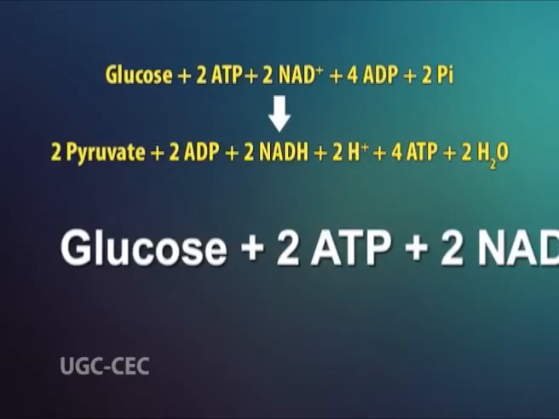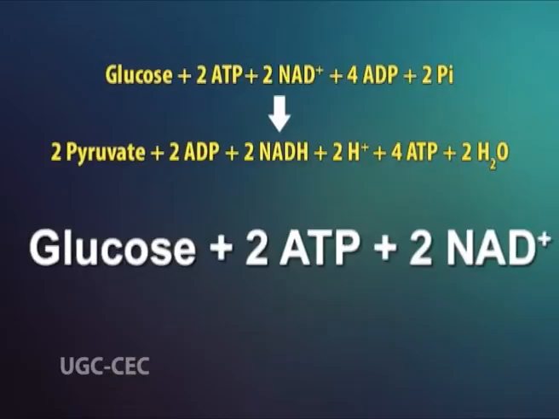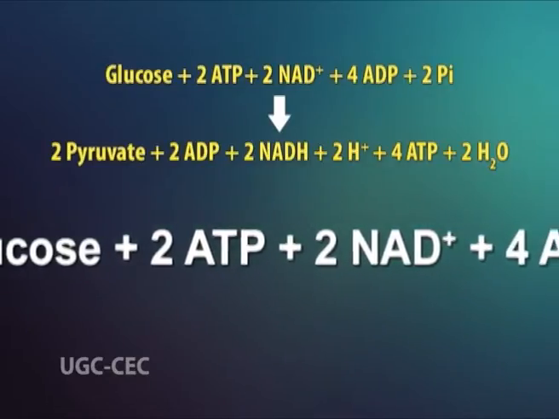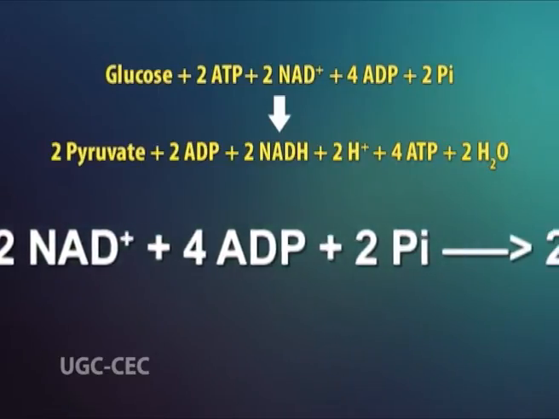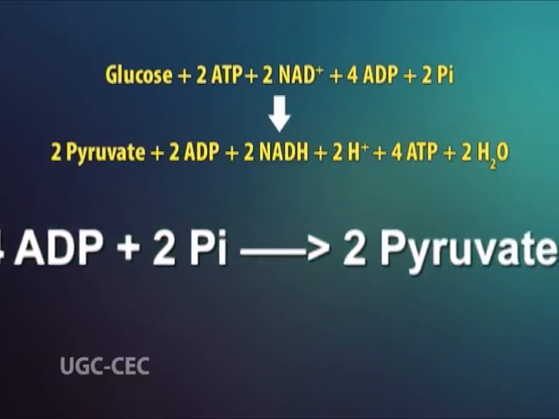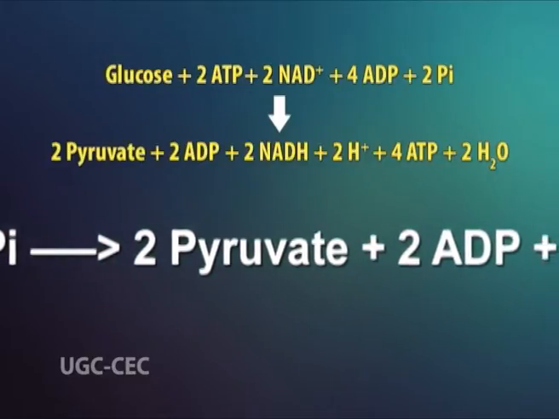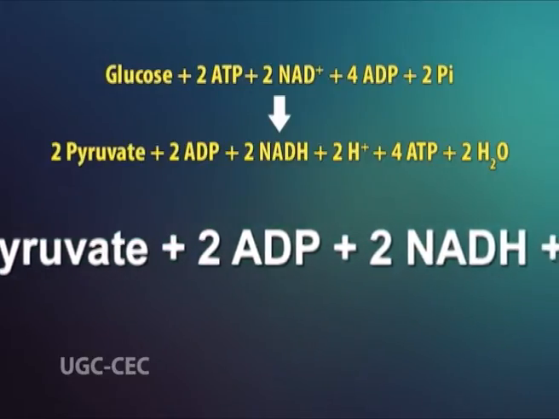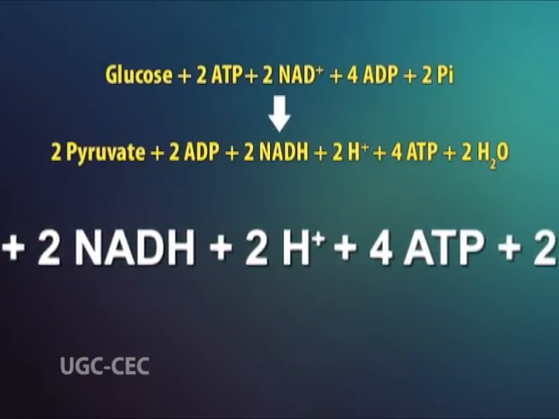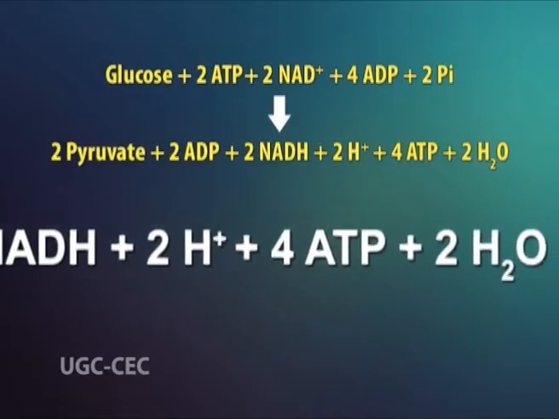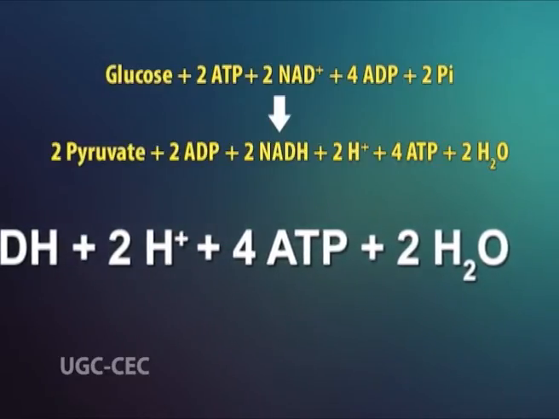The reaction is glucose plus 2 ATP plus 2 NAD+ plus 4 ADP plus 2 inorganic phosphate yields 2 pyruvate plus 2 ADP plus 2 NADH plus 2 H+ ion plus 4 ATP and 2 H2O.